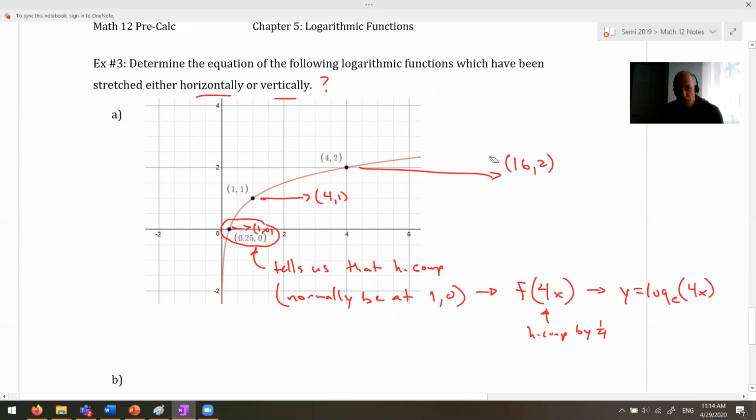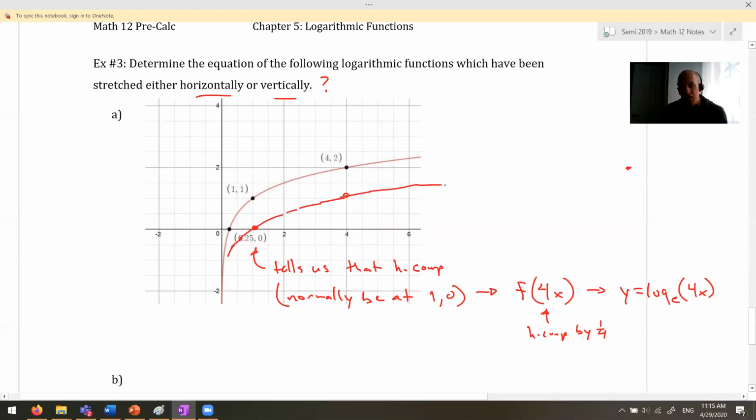So what we can do here, I'm just going to sketch something. I'm going to get rid of this stuff here. The non-stretched parent function, or the non-compressed, I guess, would look something like this. That's a terrible curve, but you get the idea. This would be y equals log base c of x, and this would be y equals log base c of 4x.